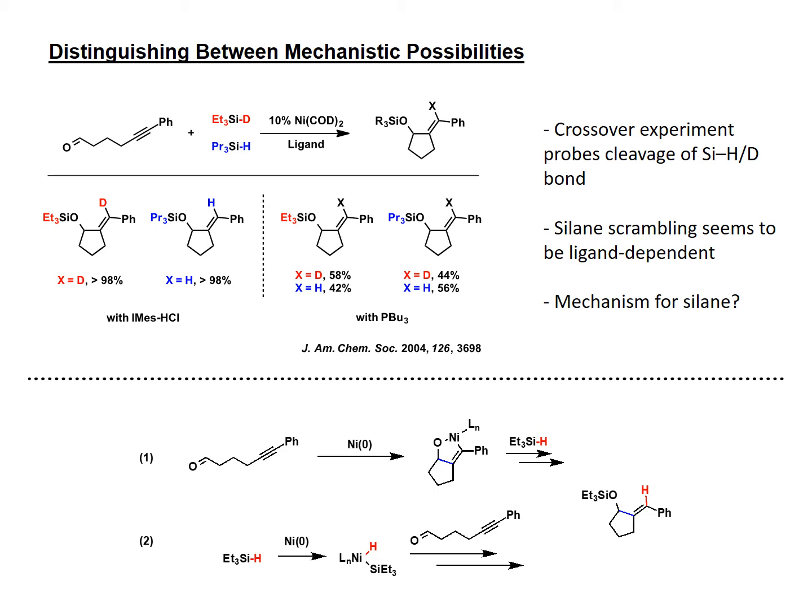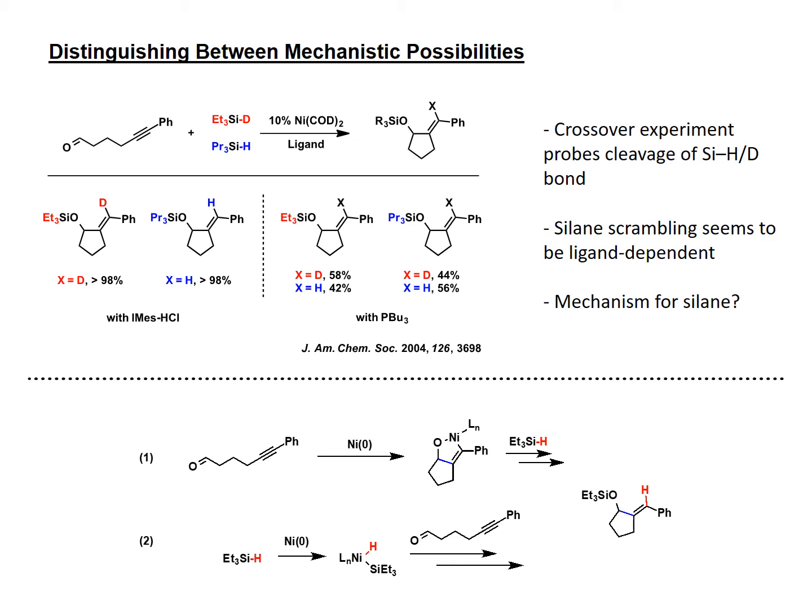This is a crossover experiment. This is one of my favorite mechanistic experiments. It's a competition experiment, and basically, you can see I've color-coded it for you. Red goes with red, blue goes with blue. Is there scrambling of the silyl hydride and the deuteride into your products?